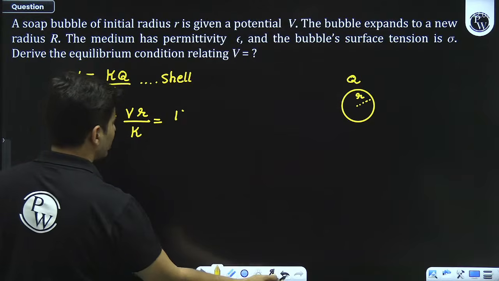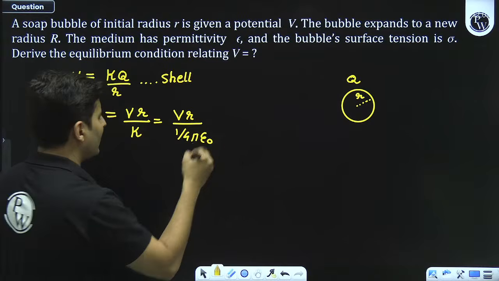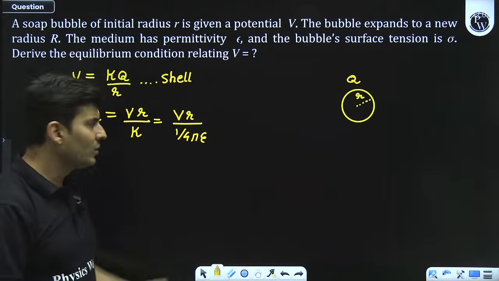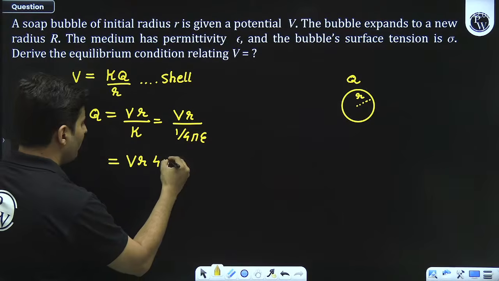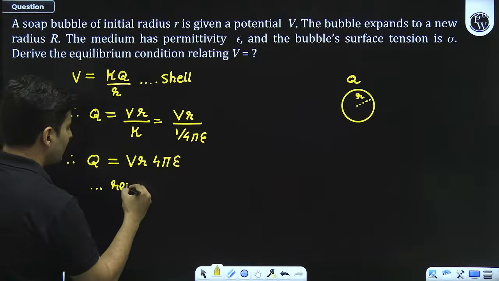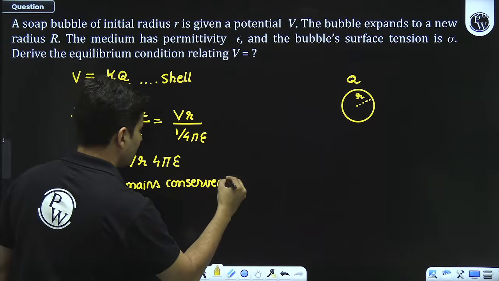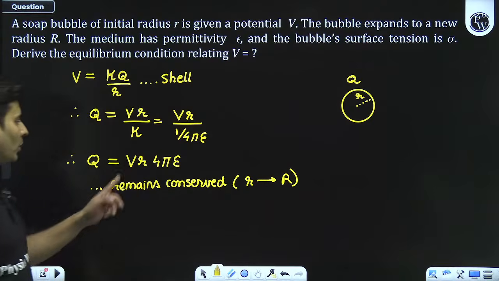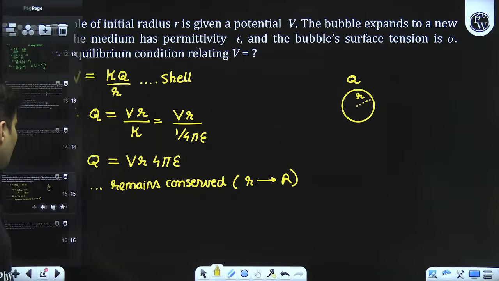But I know what my Coulomb's constant is. It is nothing but 1 by 4 pi epsilon naught. I will write it in terms of epsilon because epsilon is mentioned, so I will not use Coulomb's constant. So that will become V R 4 pi epsilon. That is basically the charge, and it remains constant. It remains conserved during the process of small r to capital R. But potential will not. This value which you have taken is the older potential. So it's fine. Now I know the charge.